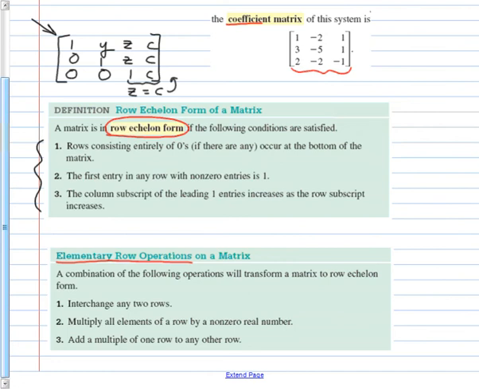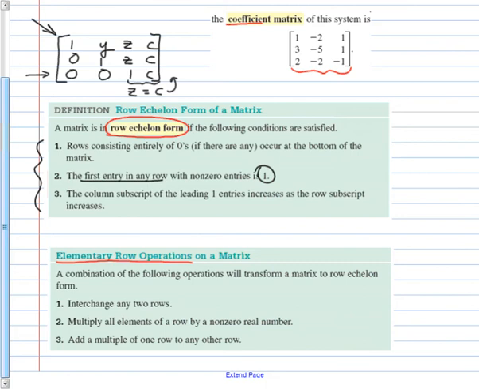That's what echelon is. And then the zeros out here. So you notice, rows consisting entirely of zeros, if there are any, are going to go on the bottom. Now this one, we don't have all zeros, we have a 1 down there. But if there are any, they'd be on the bottom. The first entry in any row is 1. There you go. First entry is 1 as long as it's not a 0.